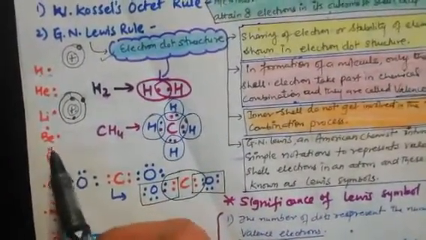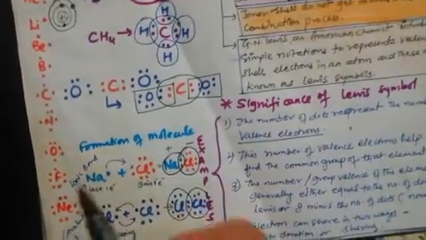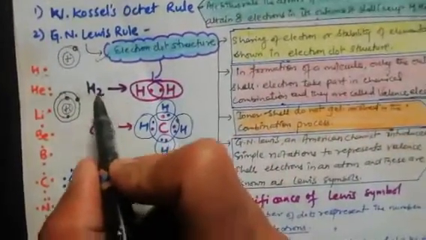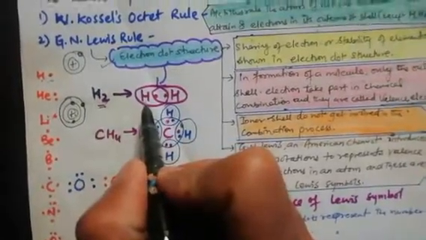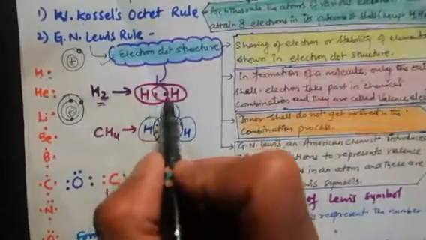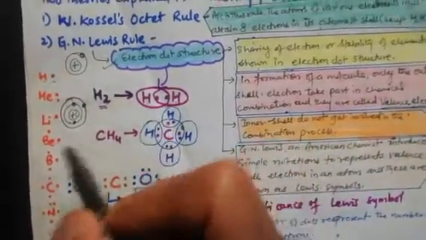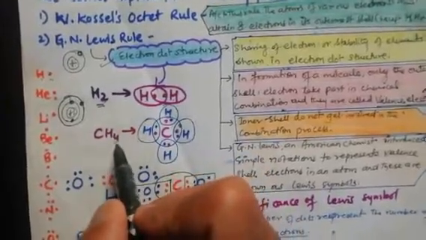Helium 2, lithium 1, beryllium 2, boron 3, carbon 4, nitrogen 5, oxygen 6, fluorine 7, neon 8. So except neon, all the elements will combine with each other. For example, hydrogen combines as H2. How is hydrogen gas formed? Two hydrogens share 1 electron and form a duplet. Only in the case of hydrogen, lithium and helium, these do not form an octet. The rest can all form an octet.